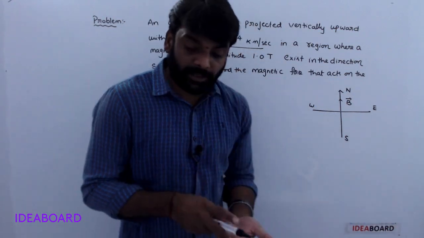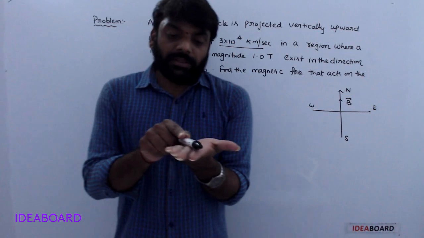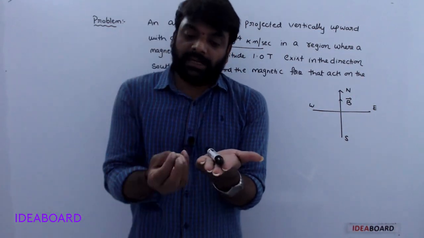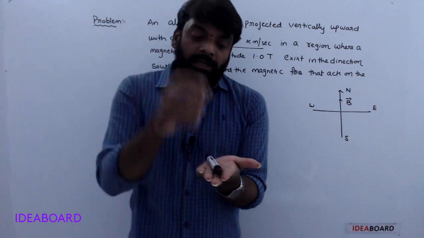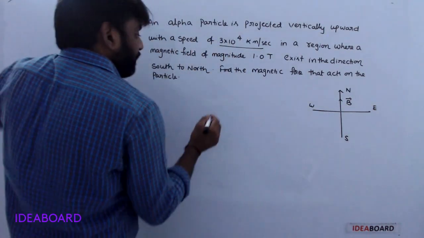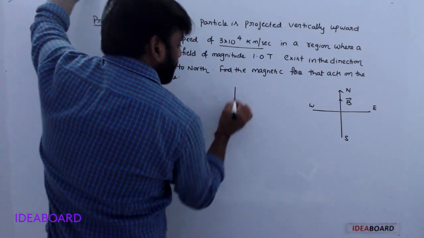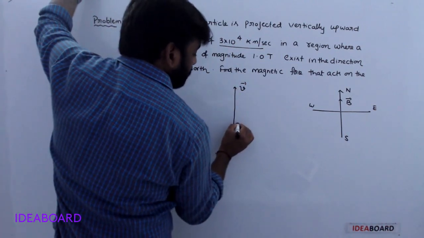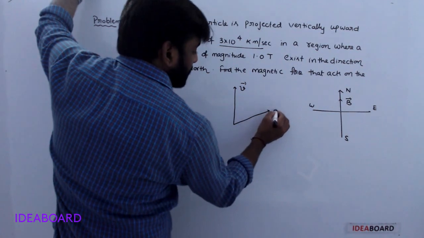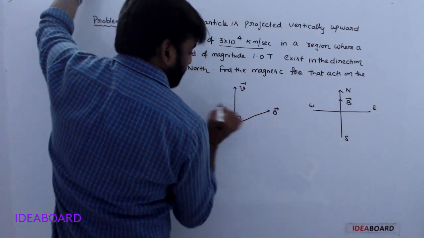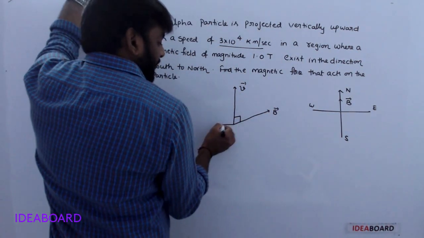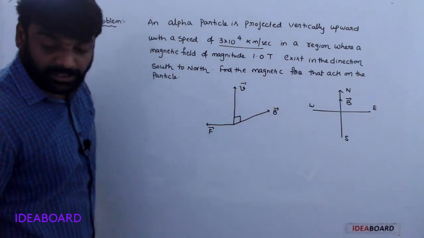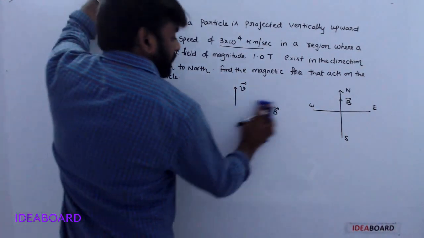That is perpendicular to the magnetic field. So this one is the magnetic field direction. The particle is projected vertically upwards, that means it is the velocity direction. Now this is the B bar direction, perpendicular is the force direction. Understood? Okay.